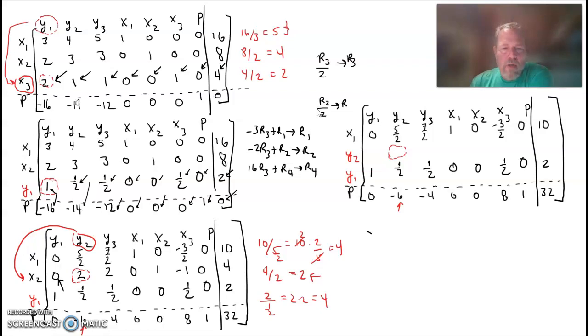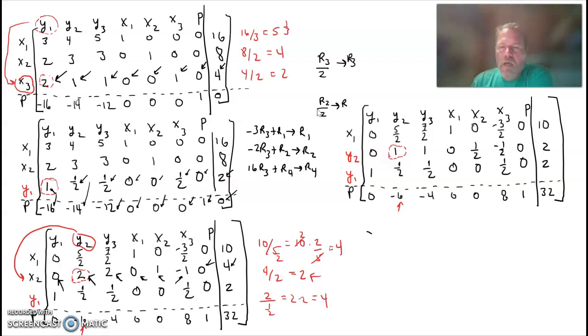So 0 divided by 2 is 0. 2 divided by 2 is 1. That's the one I'm looking for. 2 divided by 2 is 1. And then I'm going to have a 0, 1/2, -1/2, and a 0 and a 2.